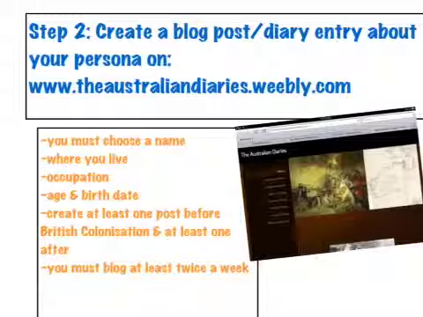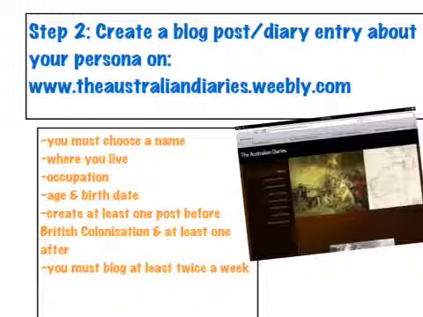You need to say where you live, so the Australian outback in Darwin, or it could be London in 1700, or it could be in Germany or in Amsterdam. Your occupation, so you need to say what your job is. If you're a convict, you might have worked as a coal miner, or you might have made shoes. You need to research this as well. You need to say your age and your date of birth.